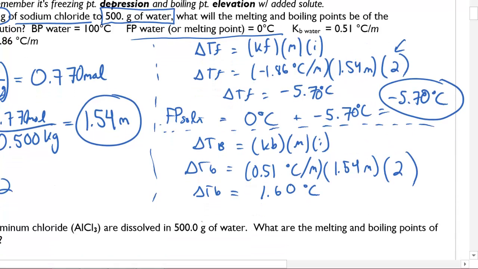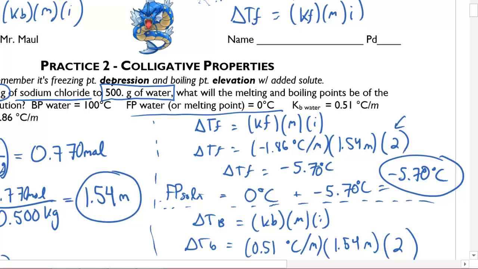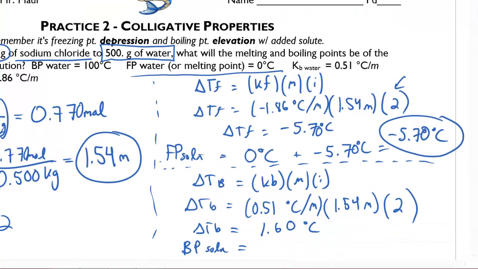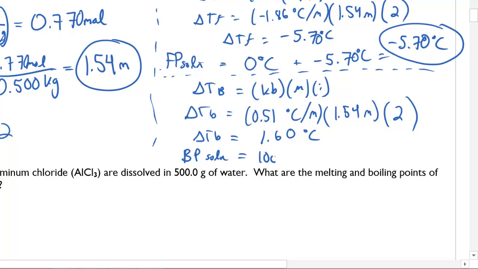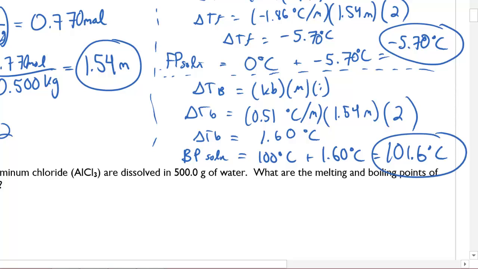And then to find my boiling point of my solution, I take the original boiling point of my solvent, and that's going to be for water 100 degrees Celsius given in the problem. So 100 degrees Celsius plus my 1.60 degrees Celsius, and that's going to give me 101.6 degrees Celsius is my new boiling temperature. And so we have that boiling point elevation.